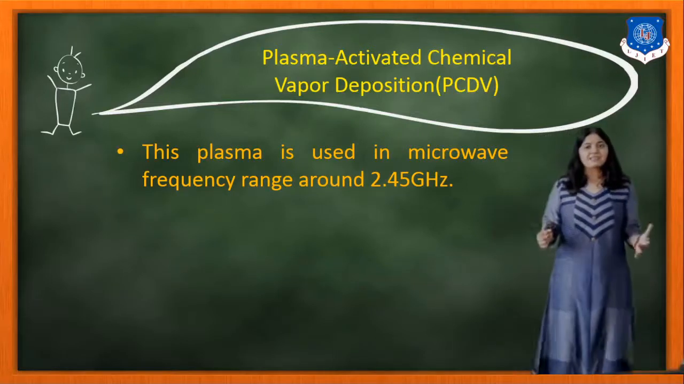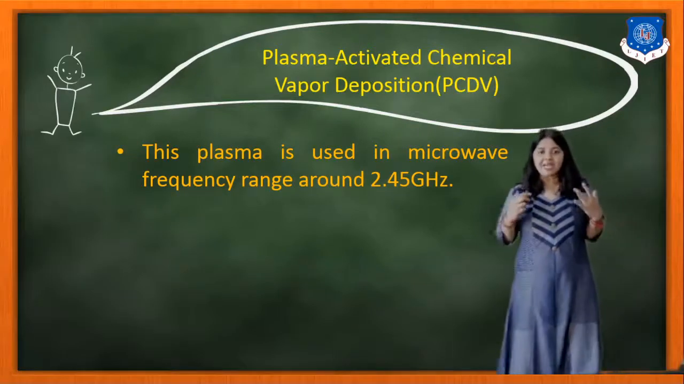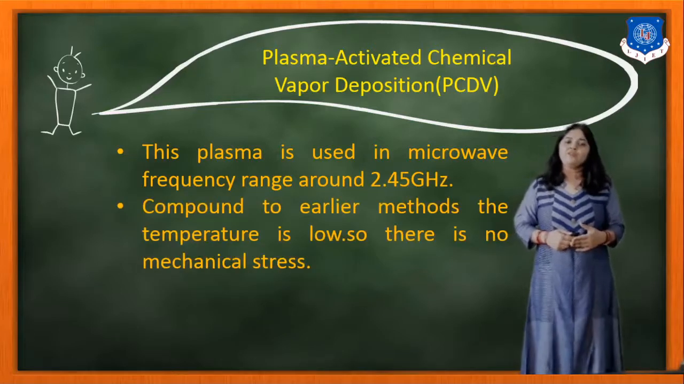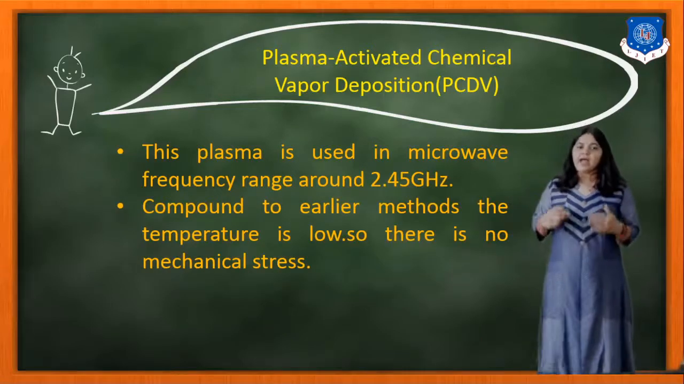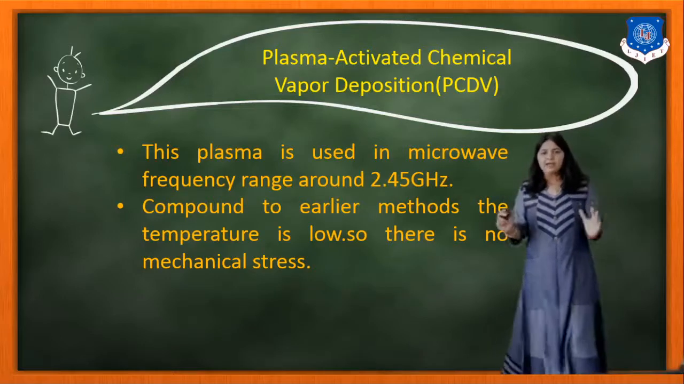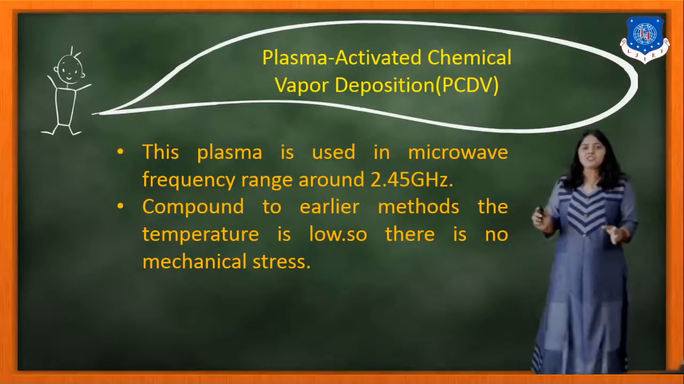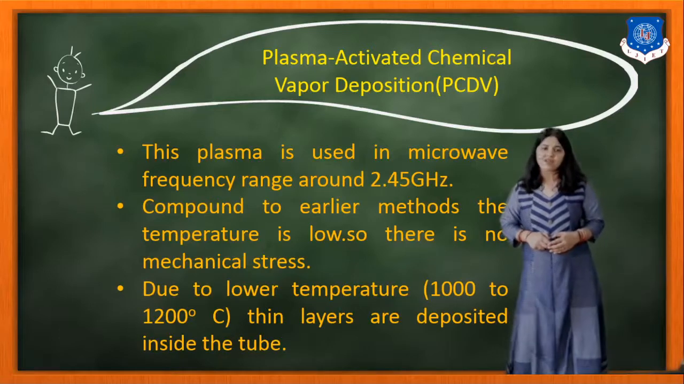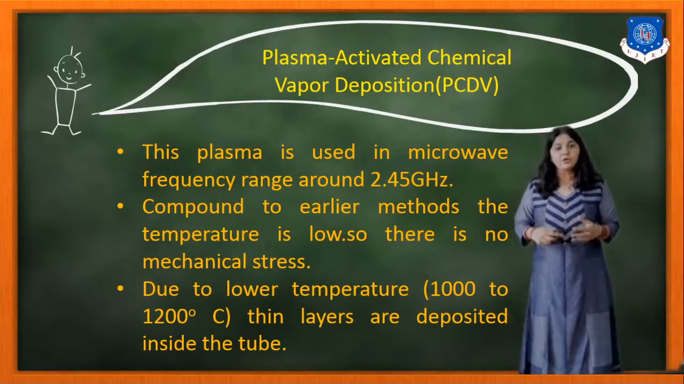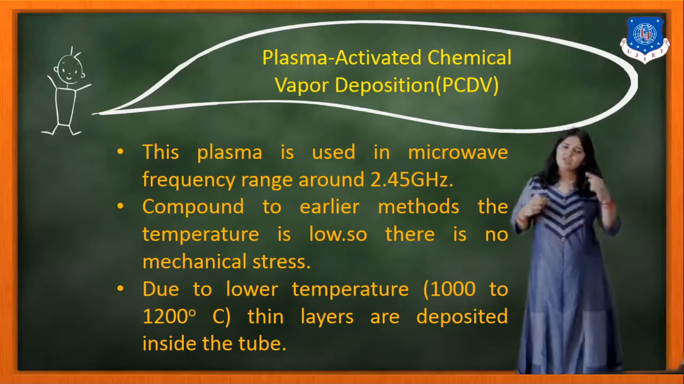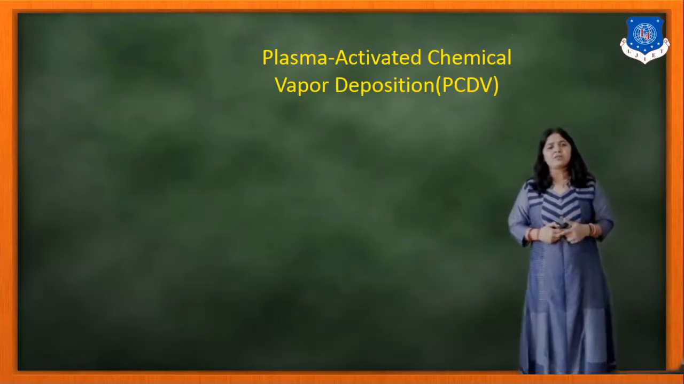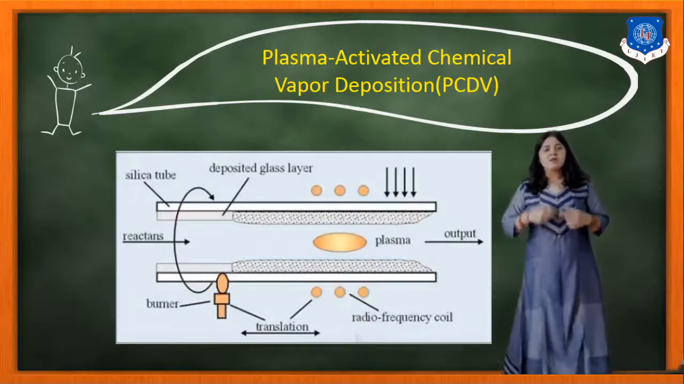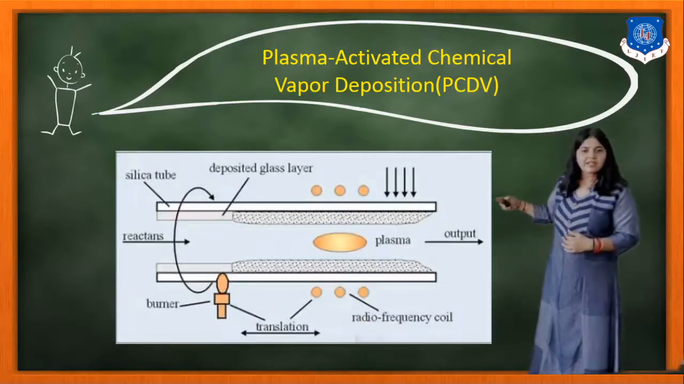So this is the plasma that is used in the microwave frequency range, that is about 2.45 gigahertz, and compared to earlier methods, the temperature is low and there is no mechanical stress, and due to the lower temperature, thin layers are deposited inside the tube. Okay, so this way, here you can see the diagram.